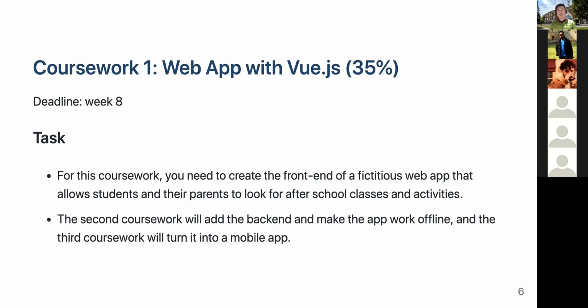And then the second coursework will add the backend, for example the database, which stores all the information, and also make the app work offline. In the sense that even if the phone or computer doesn't have an internet connection, some of the functions will still be able to work, rather than stopping completely. And finally, the third coursework will turn this into a mobile app. In this sense, it's something you can actually submit to, say, the App Store or Google Play, and people can install and search from there.